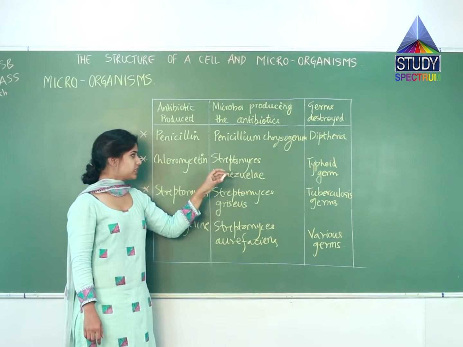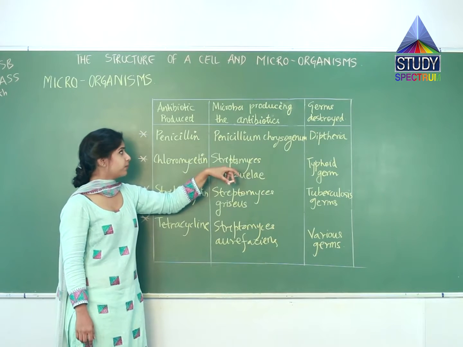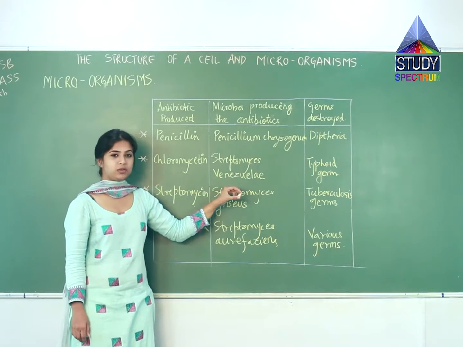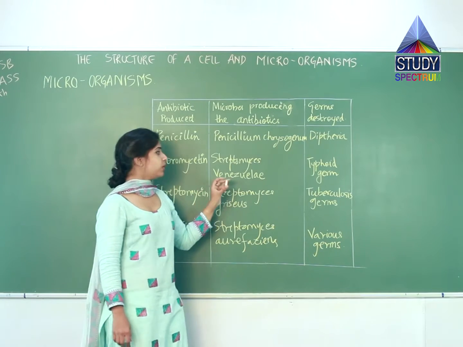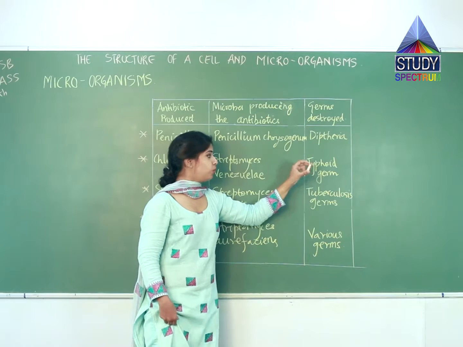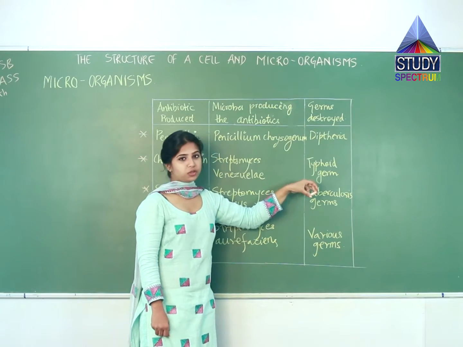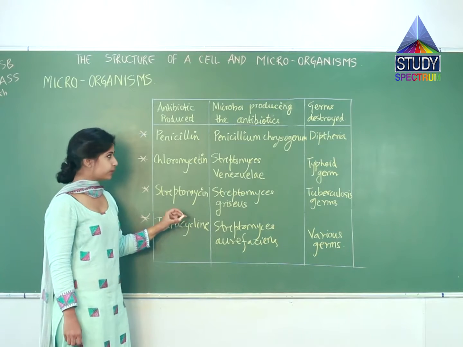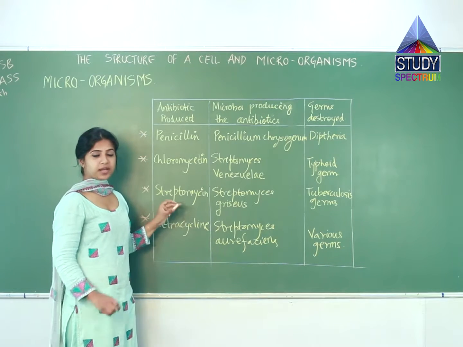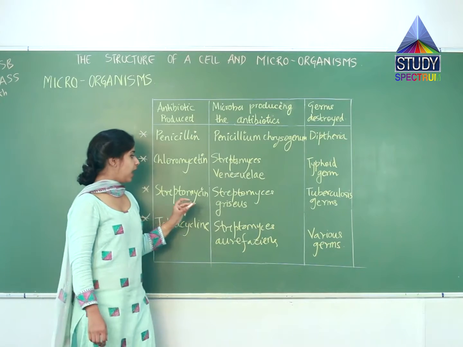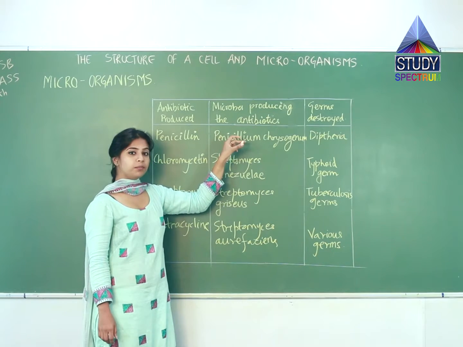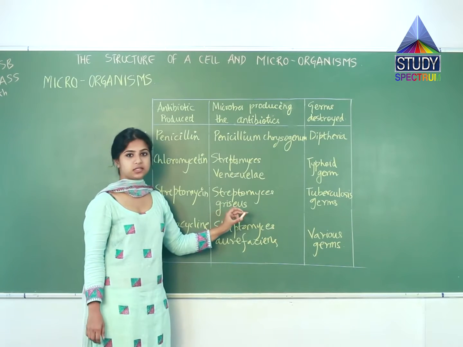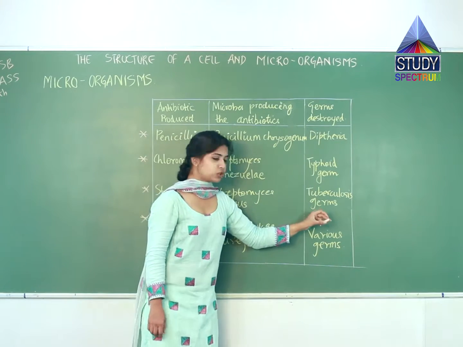Now chloromycetin is produced by the microorganism Streptomyces venezuelae, and Streptomyces venezuelae is responsible to cure the typhoid germs. Then we have along with us streptomycin. The antibiotic that is present is streptomycin, and the microorganism that produces this is Streptomyces griseus, which cures tuberculosis germs.